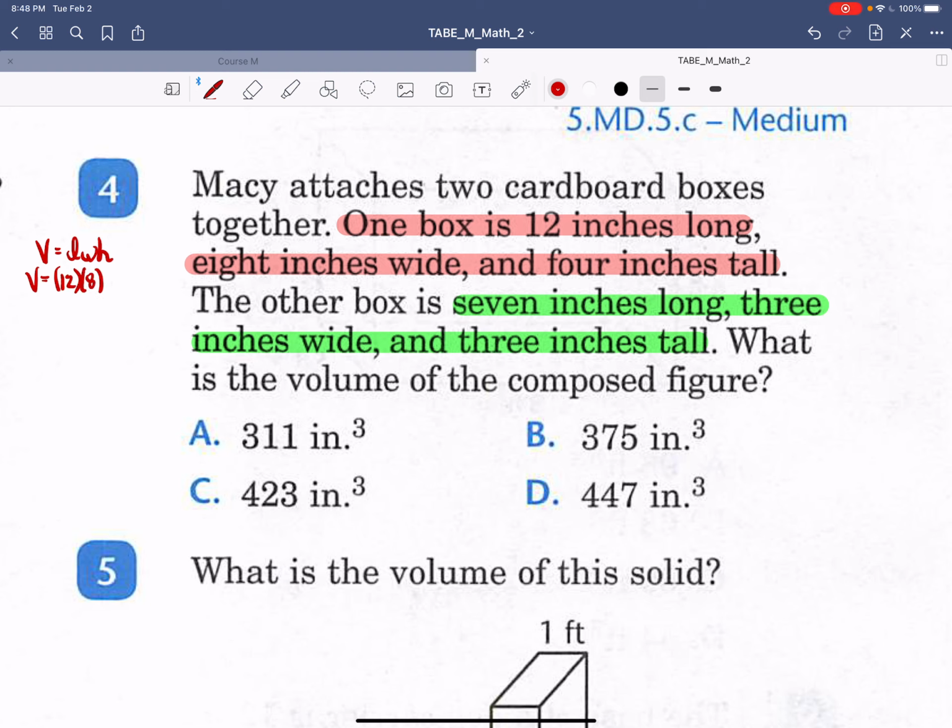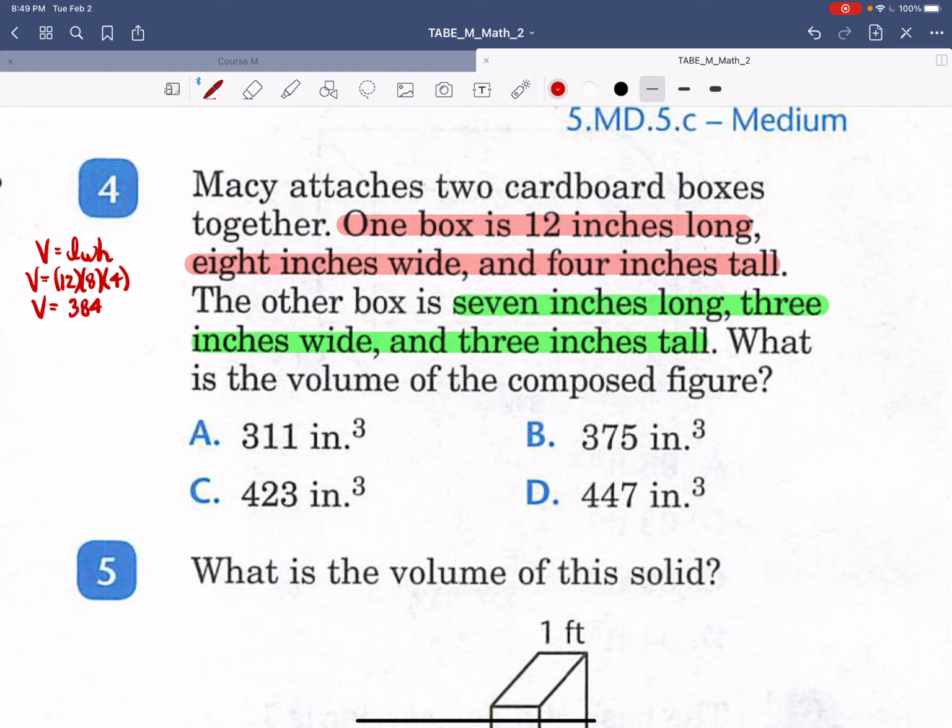I am going to use my calculator on this one. I don't trust myself on those big numbers. I don't really trust myself on the little numbers because I don't do math well in my head. So 12 times 8, that's 96, times 4 is 384 cubic inches.